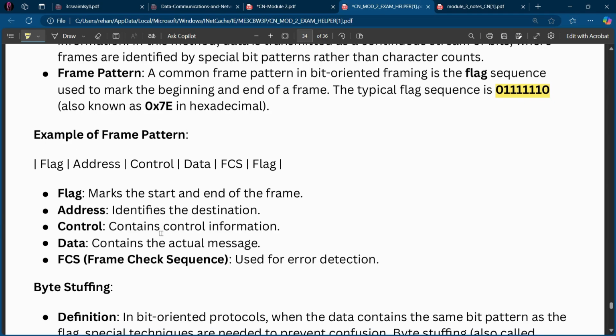If you want to explain, you can simply explain here. Data is nothing but the actual message. That's it, nothing else is changing. Control is also the same thing.